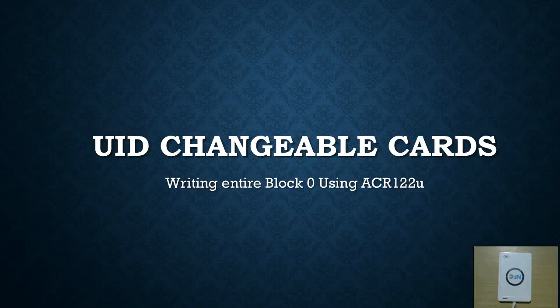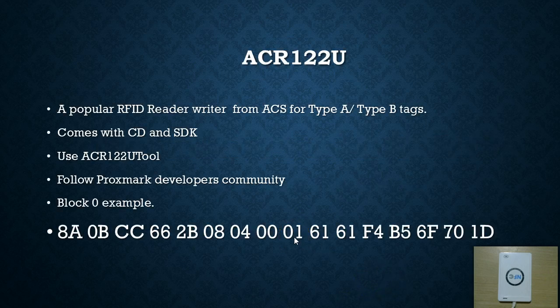In this video, I'm going to show you how to use UID changeable cards using ACR122u, and also we're going to see how to write the entire block 0. As you all know, ACR122u is a very popular reader writer from a company called ACS, which supports type A and type B tags. This particular UID rewritable tag is of type A.